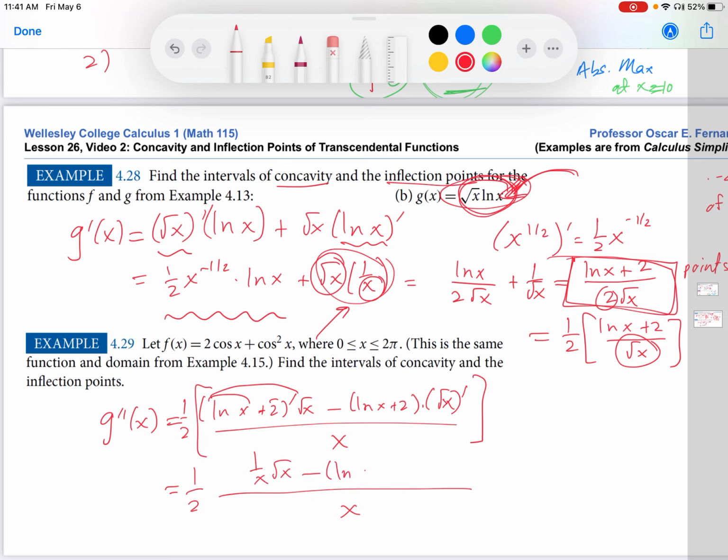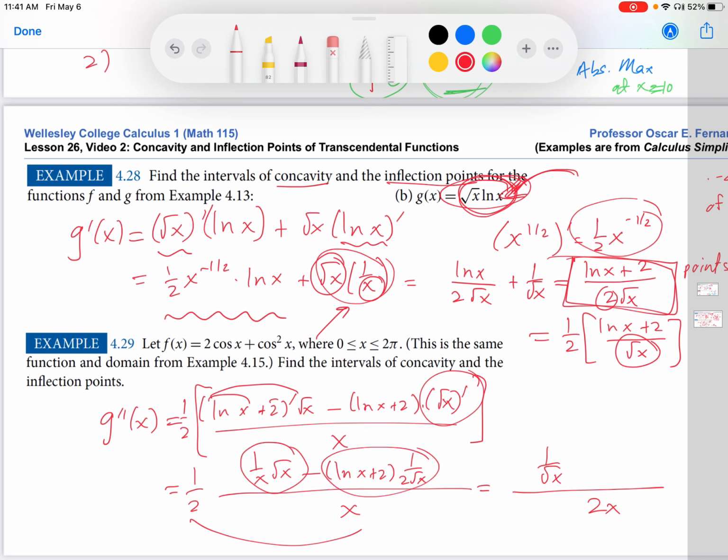Minus ln of x plus 2, the derivative here was what we had before. It was 1 over 2 square root of x. So this looks like a little bit of a big mess, but don't worry, we will clean it up. First, let's marry this 2 and x to 2x. Let's simplify here to leave us with 1 over square root of x. And then let's put this into its own fraction, ln of x plus 2 divided by 2 square root of x. And then let's work on the numerator, which looks very much like what we just worked on earlier.